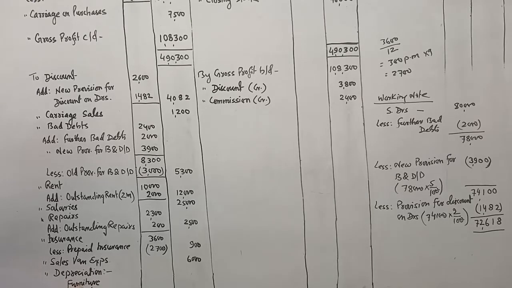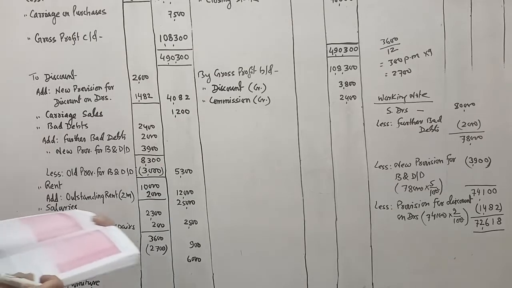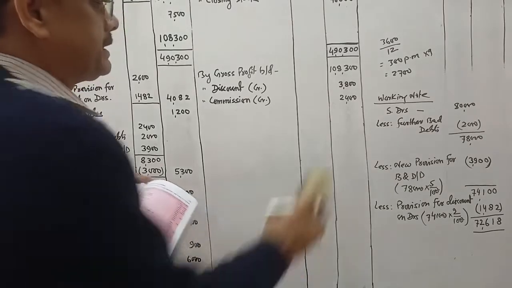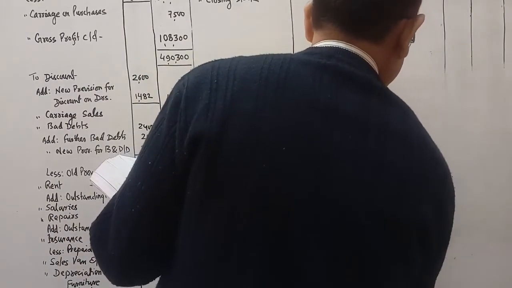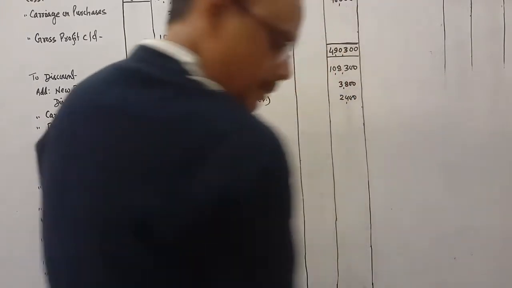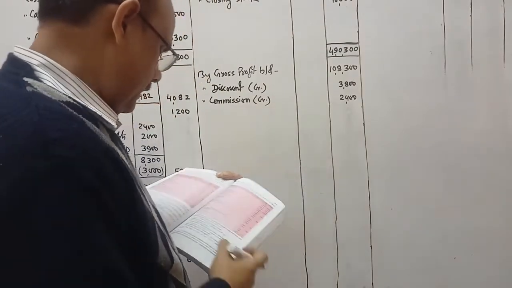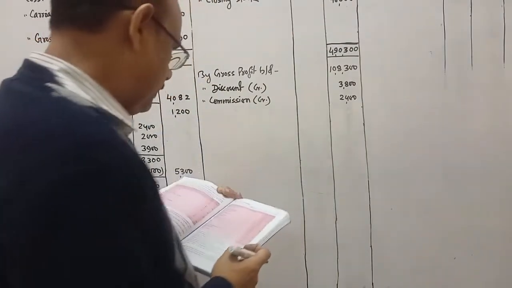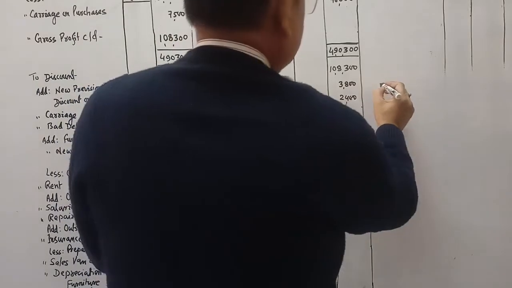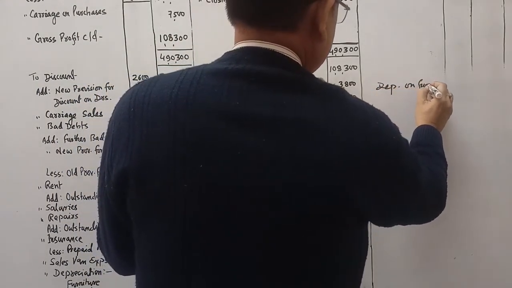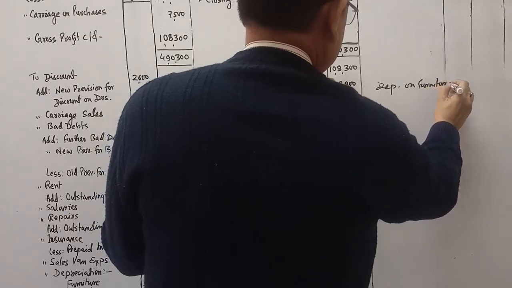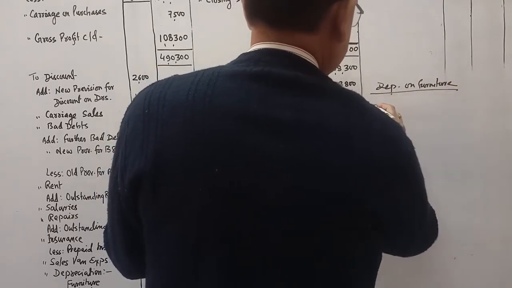So sales van, furniture and sales van. We will calculate the depreciation on furniture and sales van. Depreciation on furniture is furniture given in the trial balance. Depreciation on furniture we will calculate in the working note.